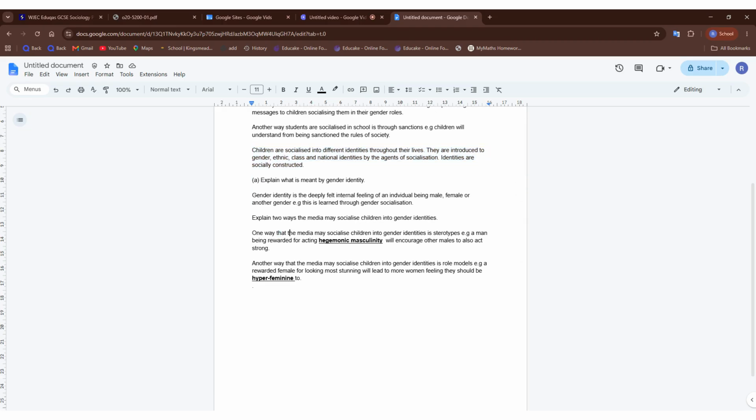Explain 2 ways the media socialize children into gender identities. Well, one way that the media may socialize children into gender identity is stereotype. Example, a man being rewarded for acting hegemonic masculinity, I can never pronounce this word, will encourage other males to act strong. Basically, hegemonic masculinity is the sociological term for strong.